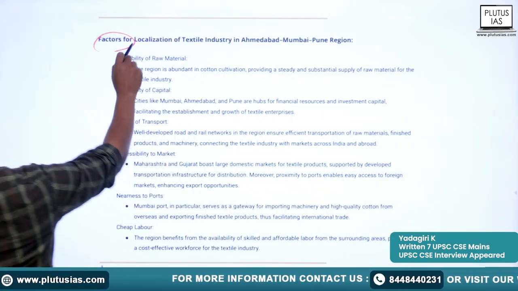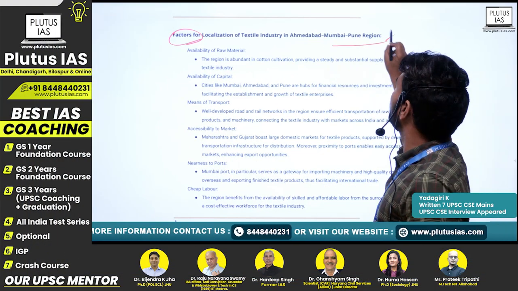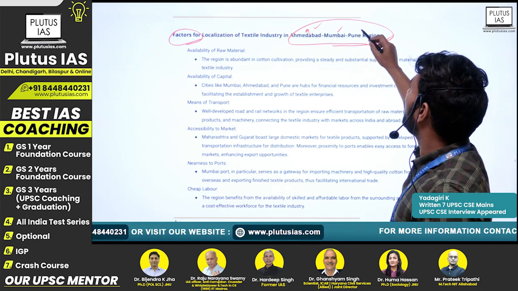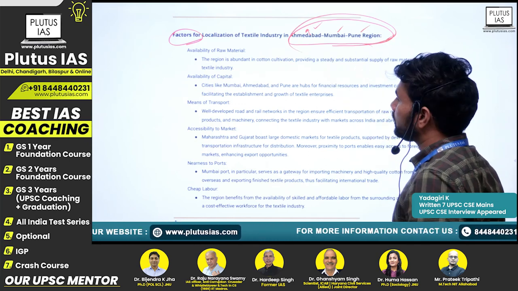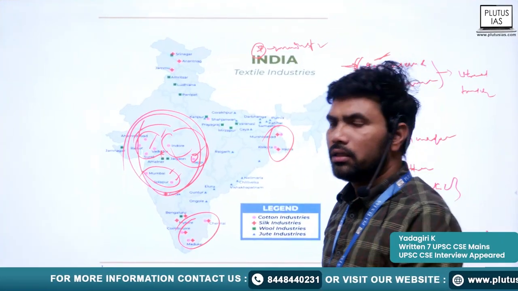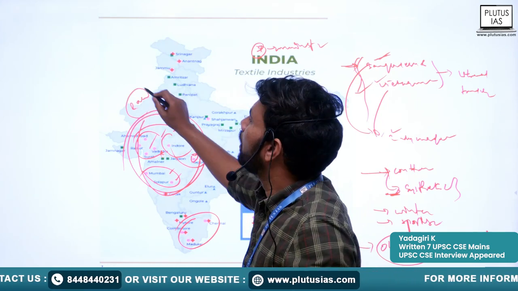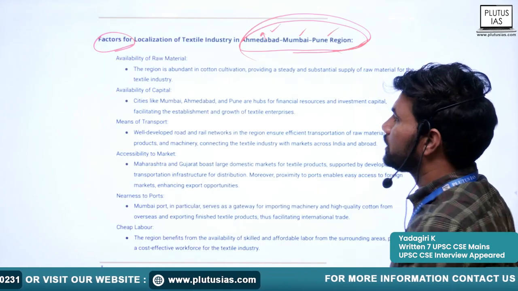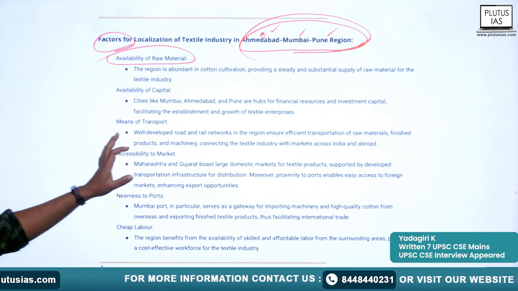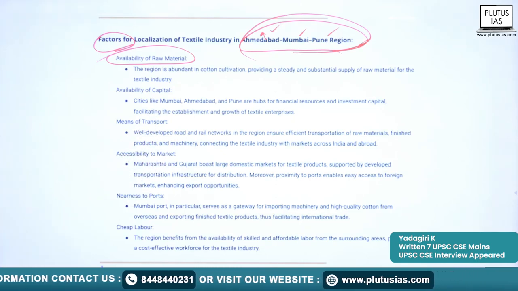So if we see the factors that have made possible the location of textile industry in Ahmedabad, Mumbai, Pune region. Ahmedabad comes in Gujarat, Mumbai in Maharashtra, and Pune region. In the map also we have seen, this is the major area where the cotton and textile industry is located. One factor we have understood, the raw material availability. Further, we will try to understand other factors also. So first is availability of raw material, because of the presence of black cotton soil in the Gujarat and Maharashtra state.